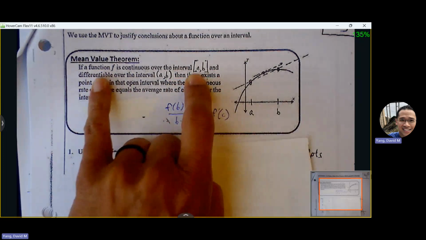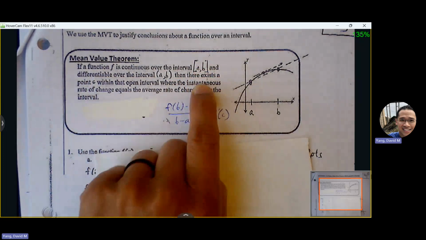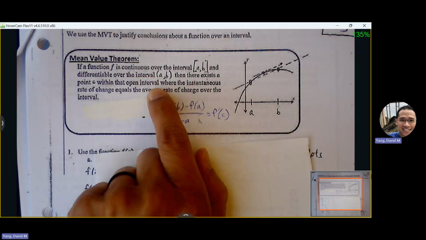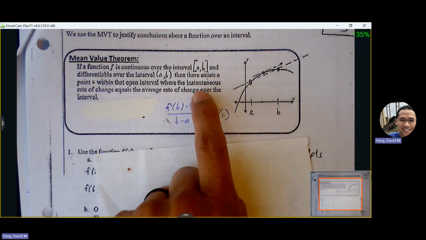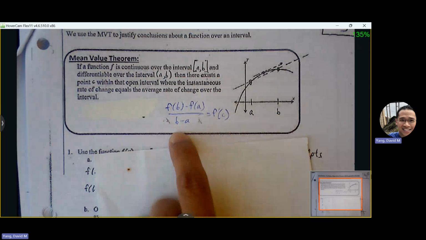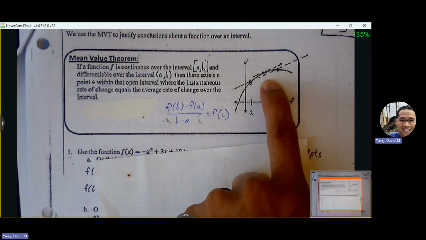So as long as our graph is smooth and connected, then there exists a point on that open interval where the instantaneous rate of change equals the average rate of change. So the average rate of change is just the slope between the endpoints.